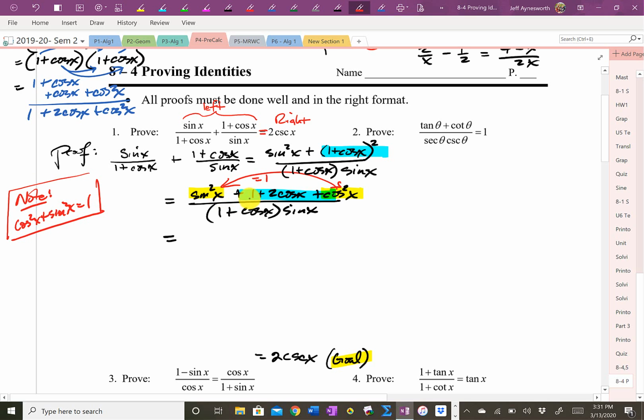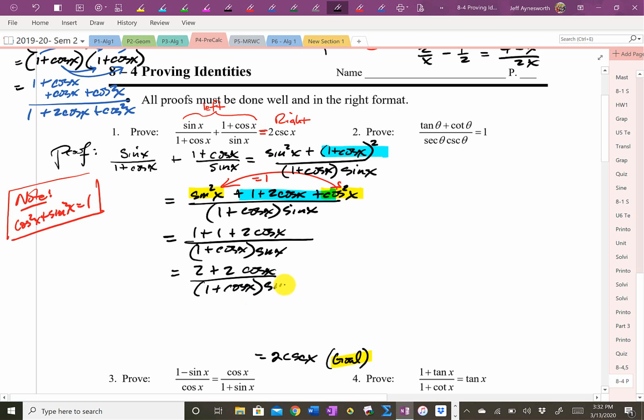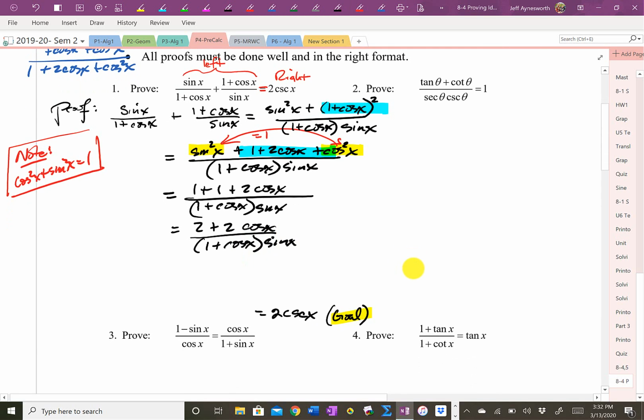And so that's 1. So I have 1 plus another 1 plus 2 cosine x, all divided by this denominator, which is 1 plus cosine x times sine of x. Well, we got to simplify. 1 plus 1 is obviously 2, so I get 2 plus 2 cosine x divided by 1 plus cosine of x times sine of x. And then you got to ask, what in the world do you do to get from here to our goal? Whenever you see something in common, always factor out the GCF. The GCF of both of these terms is 2, so we're going to factor out a 2.